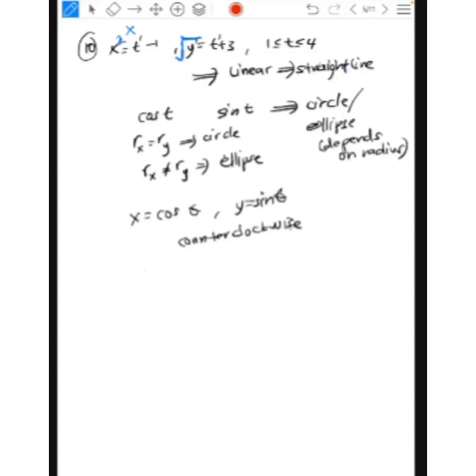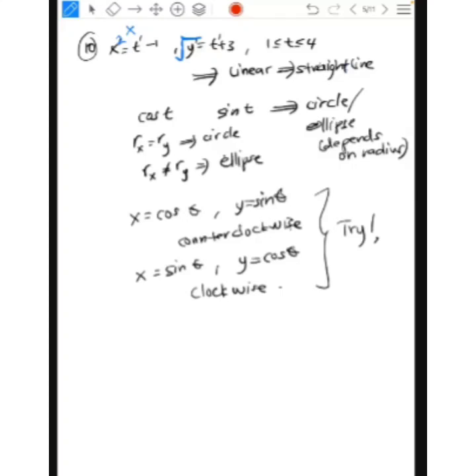But if it's swapped, and your x equals to sine and your y equals to cos, then it will be clockwise. It follows the direction of the clock. Okay, so you may try. Look, when you do many of these, you will start to see it: oh, it's indeed like this. Okay, if x equals to cos, then it will be counterclockwise.